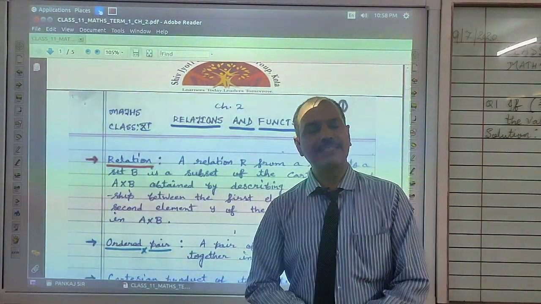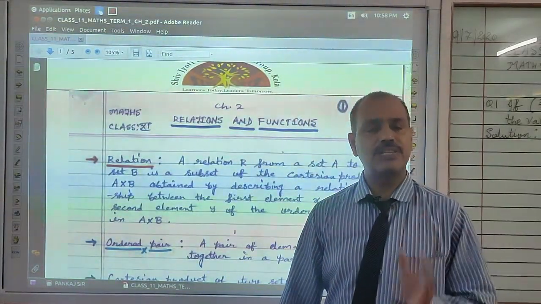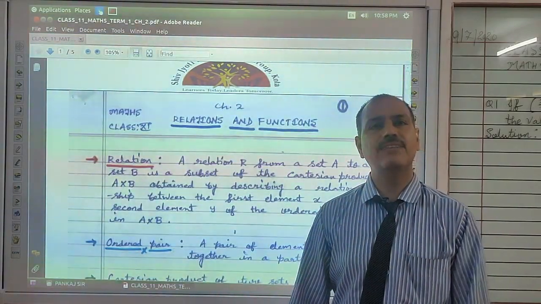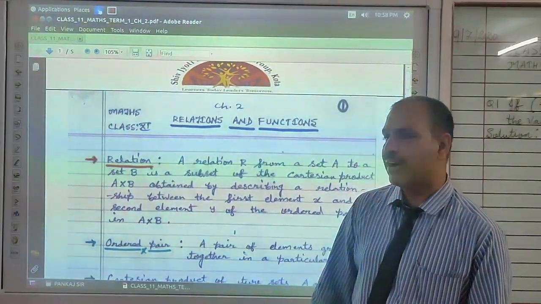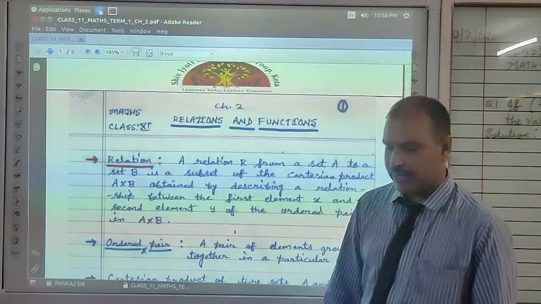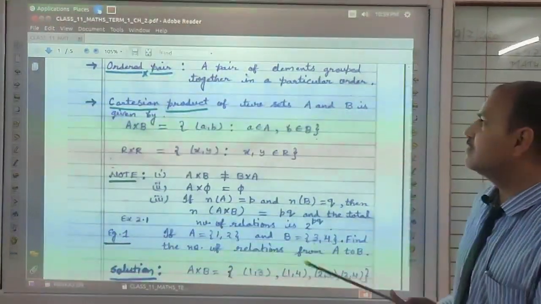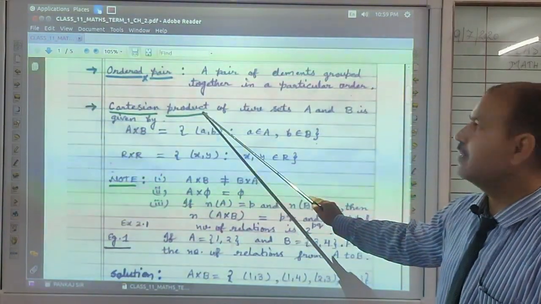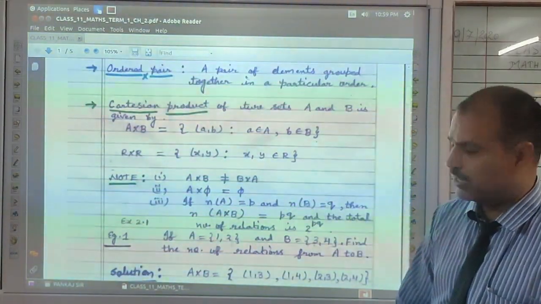If two elements x and y are given, then first we have to write the value of x and second we have to write the value of y. So this is called an ordered pair. Now, the third term is Cartesian product. What do you mean by Cartesian product?